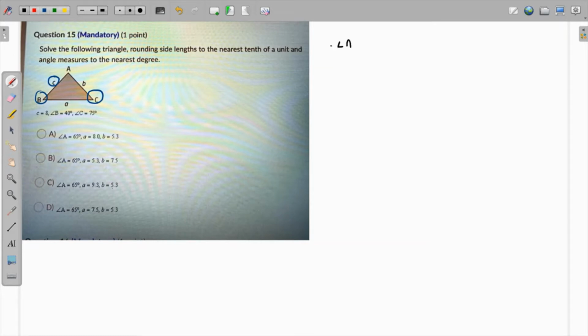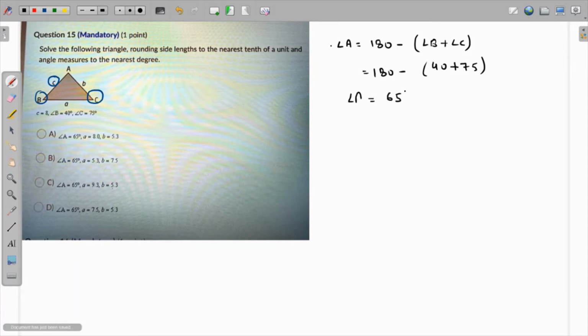So angle A is going to be 180 minus the sum of the other two angles, which is angle B plus angle C. So that is 180 minus angle B, which is 40, and angle C, which is 75. So 75 plus 40 is 115. So 180 minus 115 is 65 degrees. So angle A is 65 degrees.